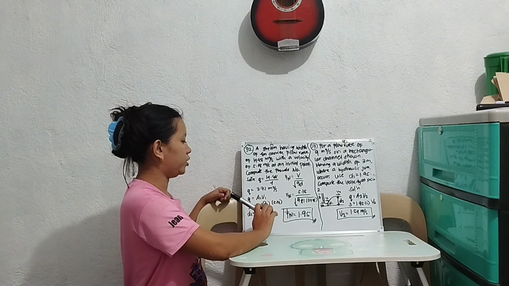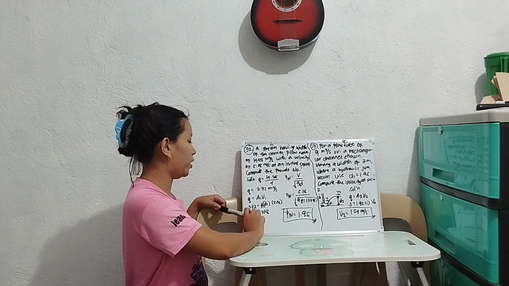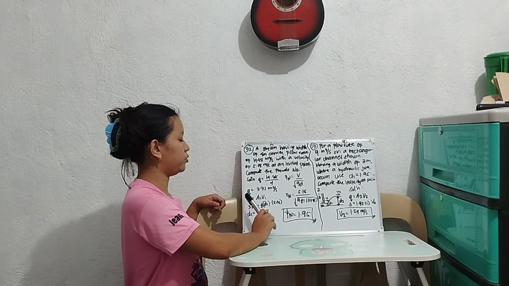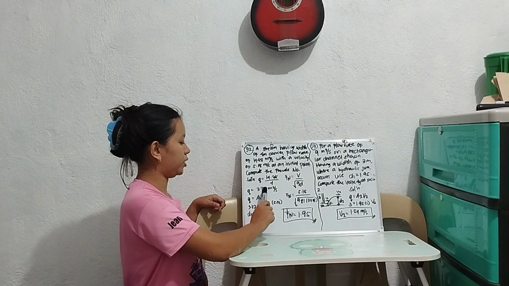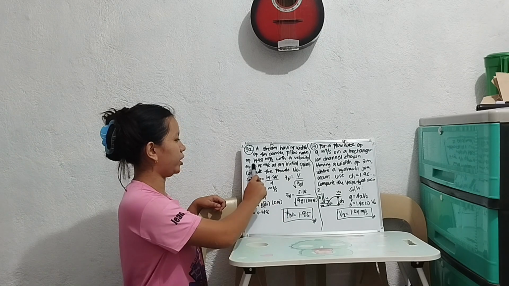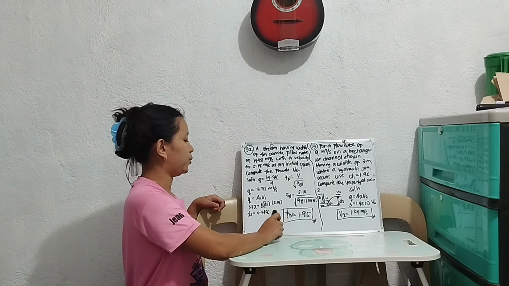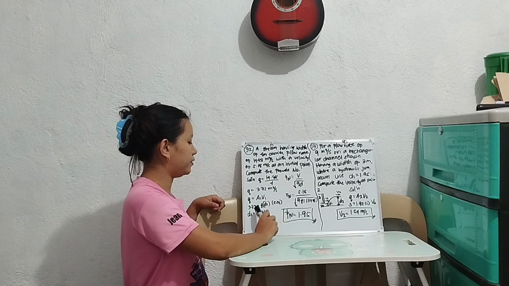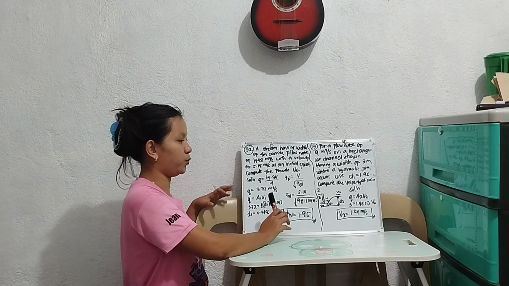And then we need to find the d1. So for q, we have the formula Q is equal to A1 V1. So we have q, which is 3.72, equals 1 times d1 times the velocity of 5.18 meters per second. So we came up with the answer of d1 equal to 0.718.